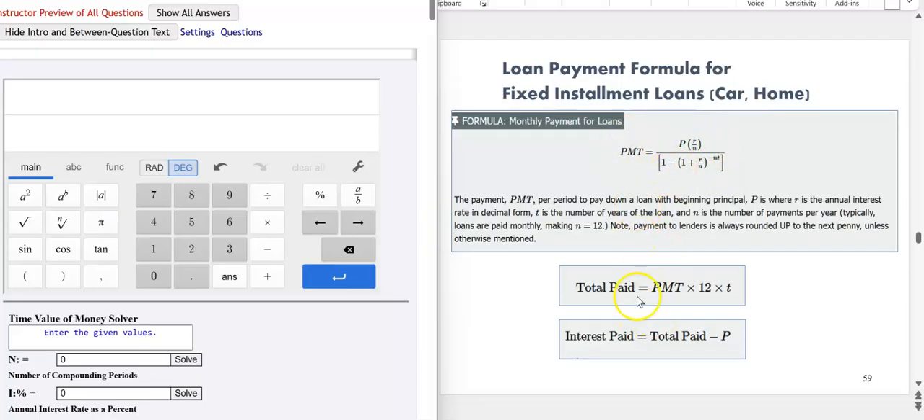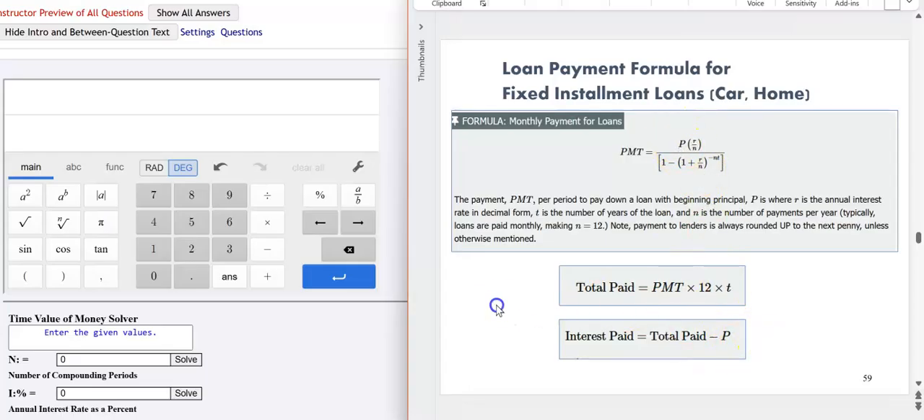When you pay the loan, how much you pay in total over the time of the loan is calculated using this formula: total paid equals PMT, the monthly payment, times 12 times T, where T is the term of the loan. How much interest you pay over the loan period is calculated by total paid minus P, the loan amount. So let's do the questions based on these formulas.